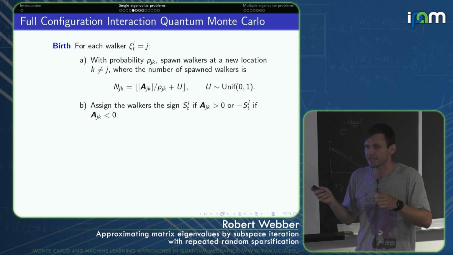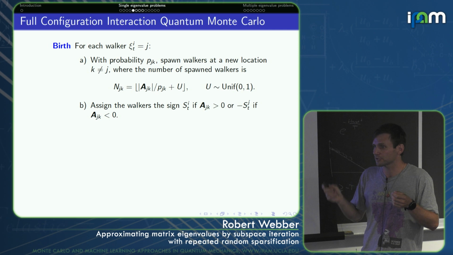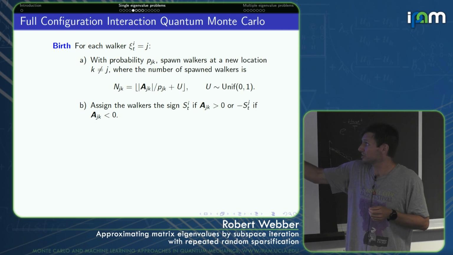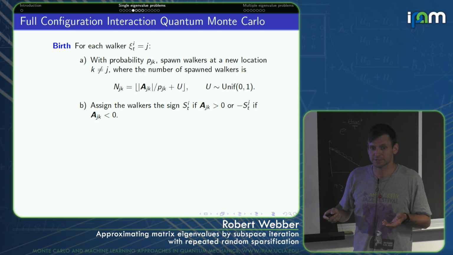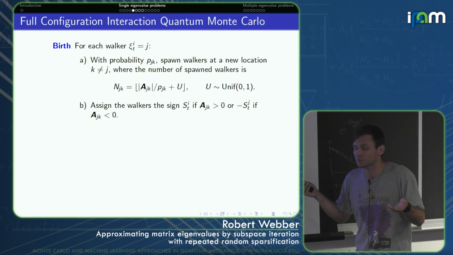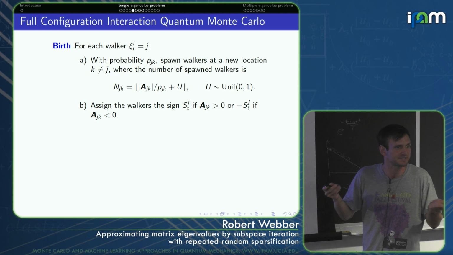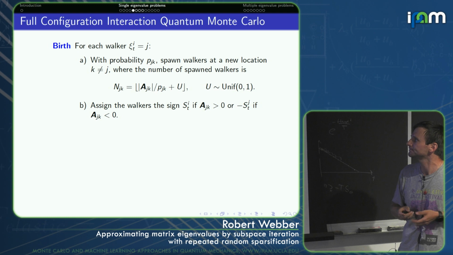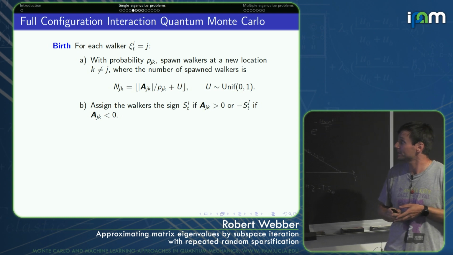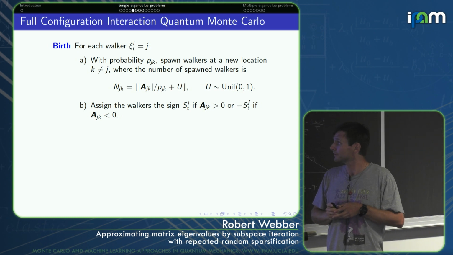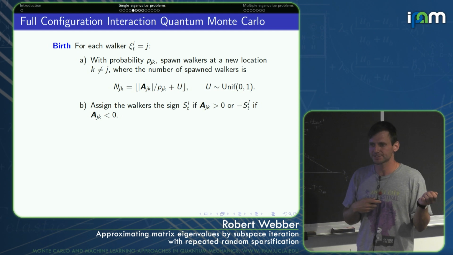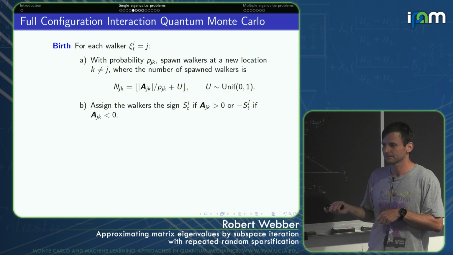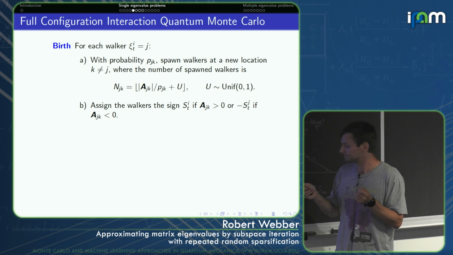I'm stating that njk is a whole number that's either just a little bit less or a little bit more than magnitude AJK over PJK. So maybe that quantity is like 1.5, you round up to 2 with half probability, you round down to 1 with half probability. This is a randomized rounding procedure. And then if AJK happened to be positive, you get the same sign as the parent. If AJK happens to be negative, you flip the sign. So that's the birth step.